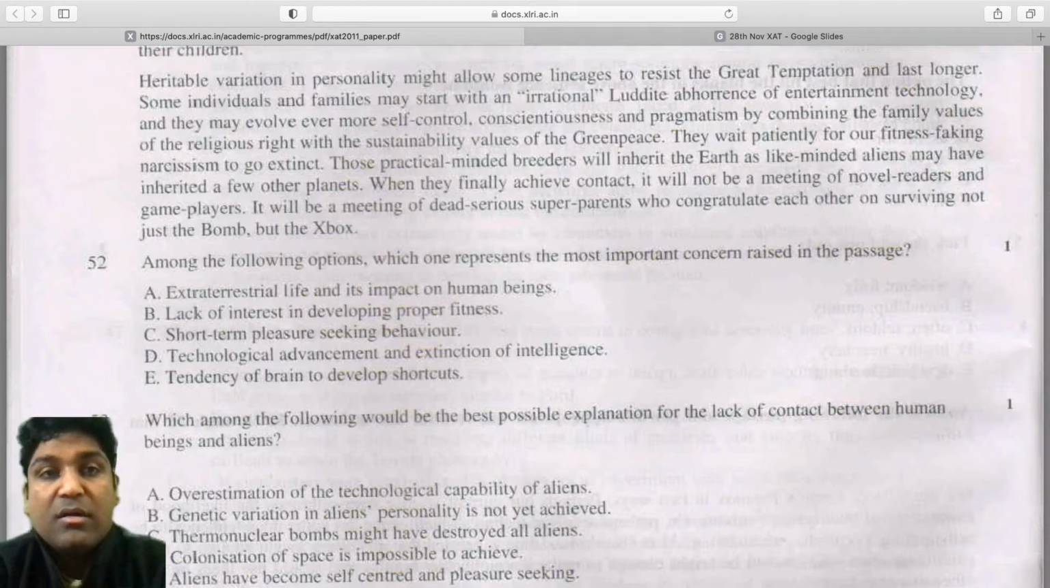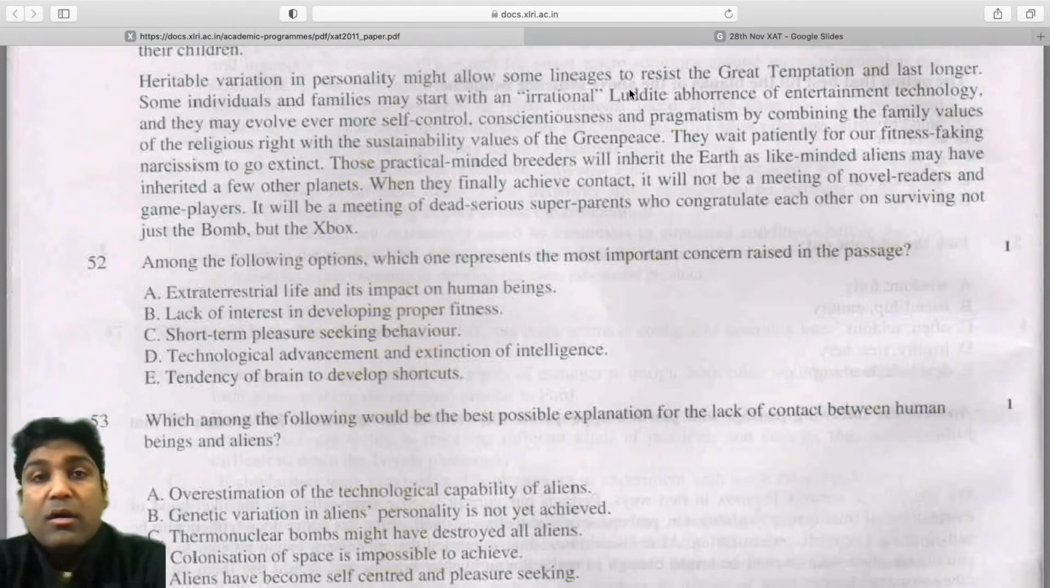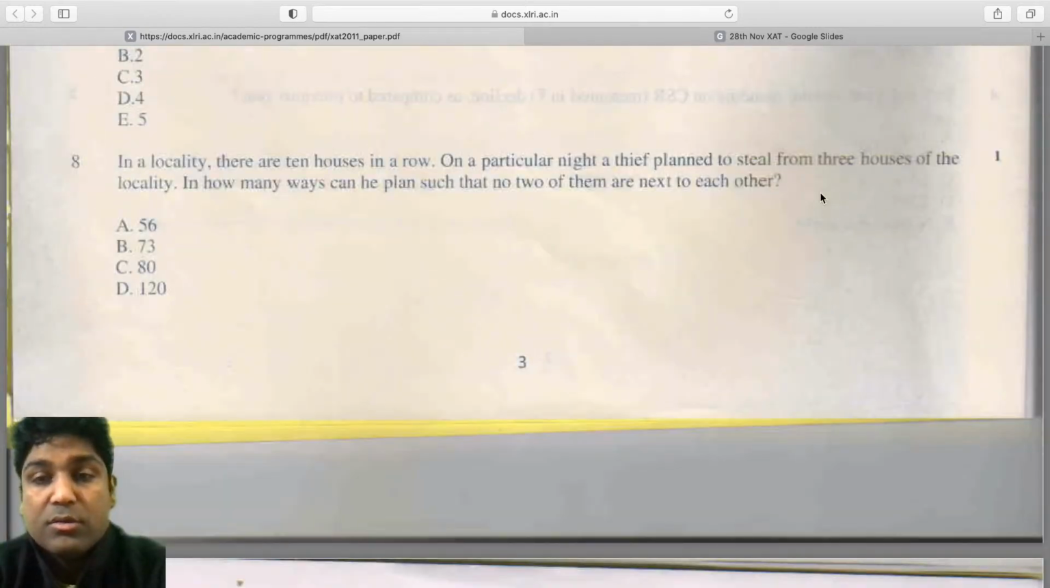The heritable variation in personality might allow some lineages to resist the great temptation and last longer.